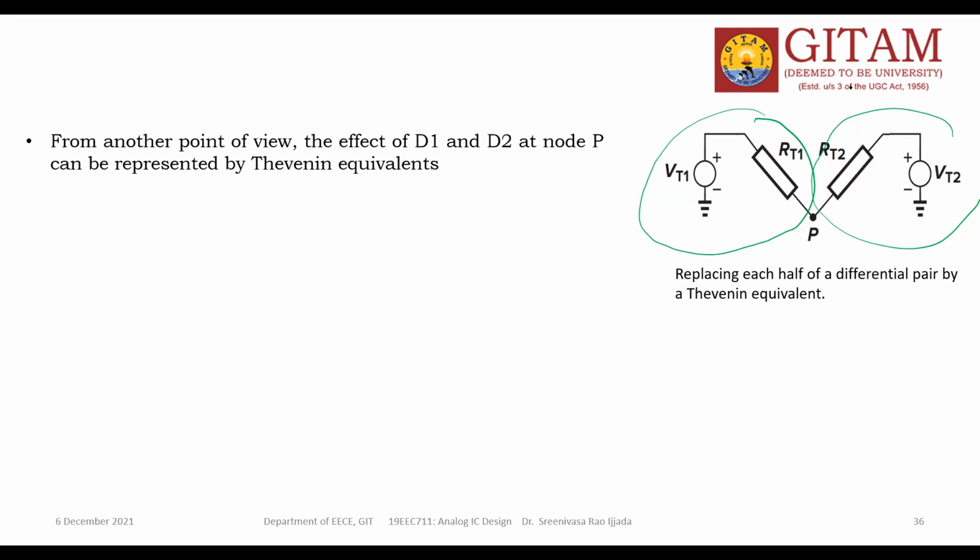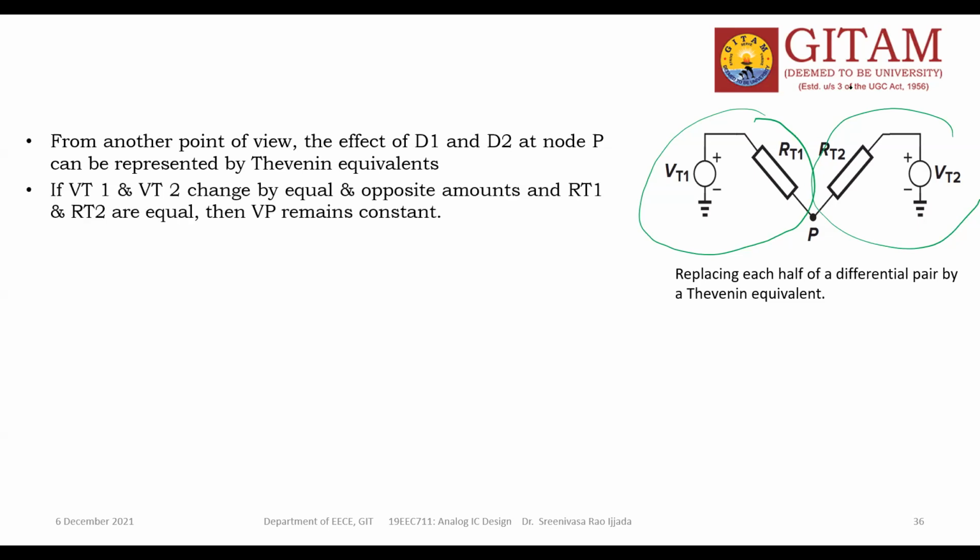Another branch, that is RD1, RD2, M2, VDD and VIN2. This part again I converted into another Thevenin equivalent, like RT2 and VT2. If VT1 and VT2 change by equal and opposite terms, and RT1 and RT2 are equal, then VP remains constant.